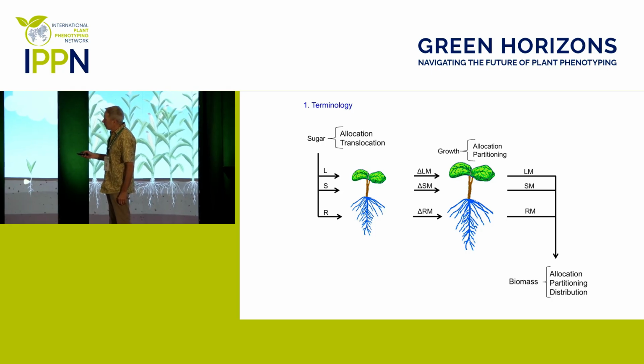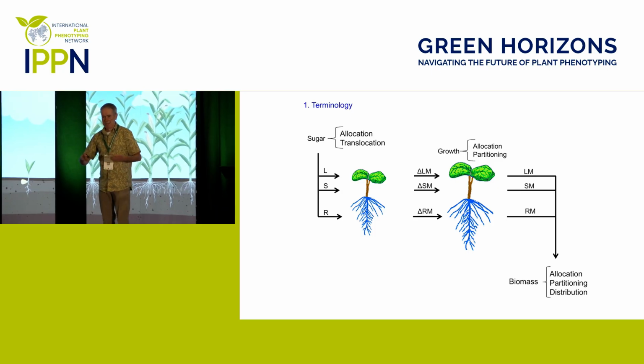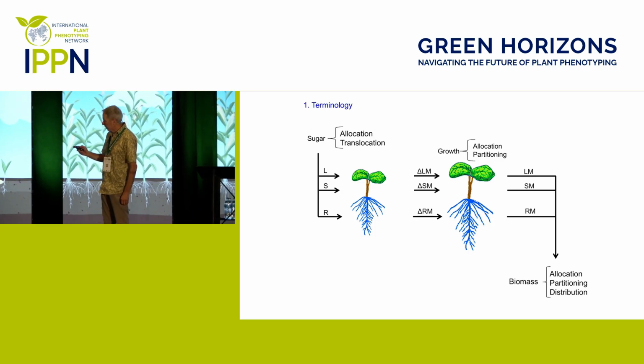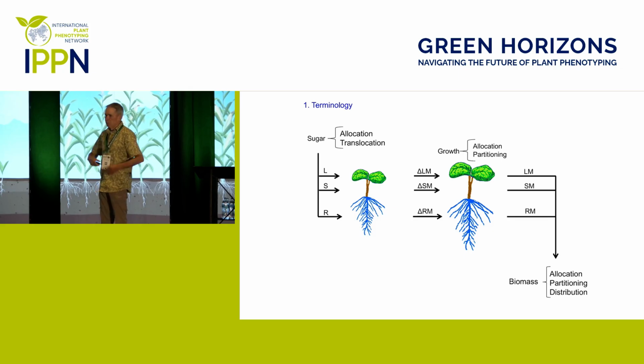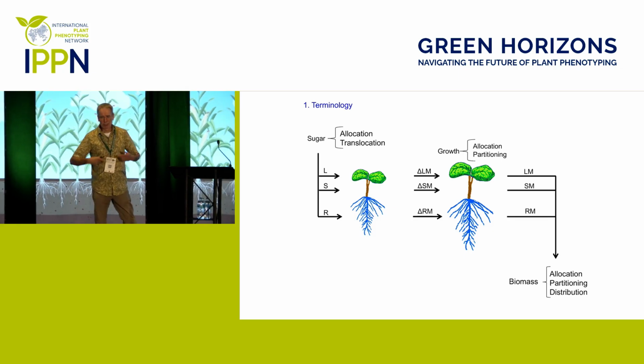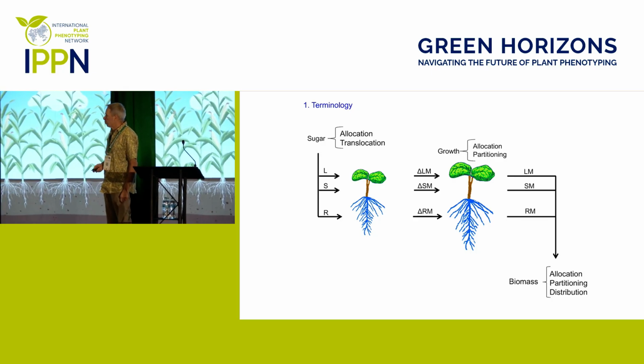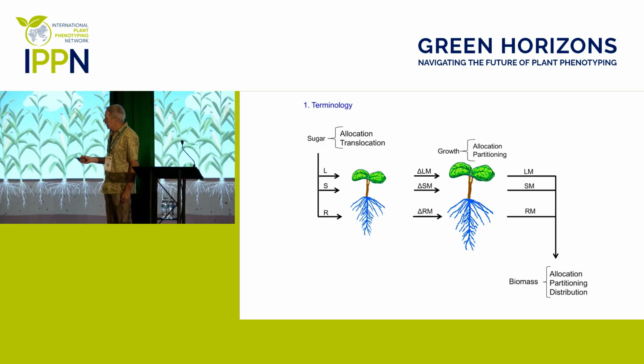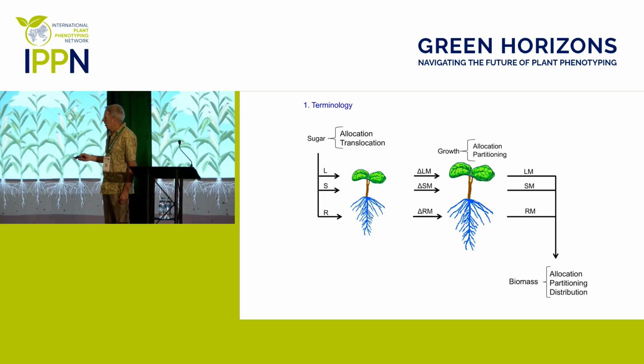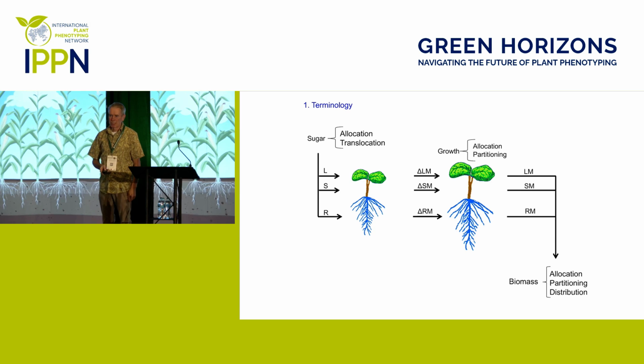So let's start with photosynthates that are produced. Sugars, when they are produced in the leaves, are either allocated to new leaves, or to the stem, or to the roots. And they do their things, and we call that allocation or translocation. And then with that, there is maintenance respiration, or there's respiration for uptake of nutrients. And so part of the sugars disappear, and the rest is used to increase the biomass of the leaves, the stems, and the roots. So people call that growth allocation or partitioning.